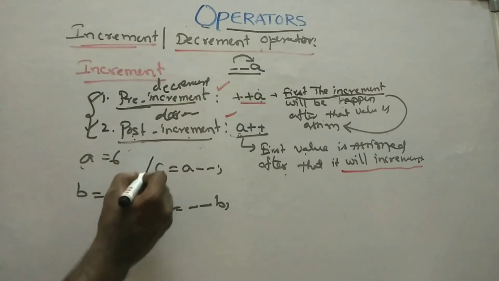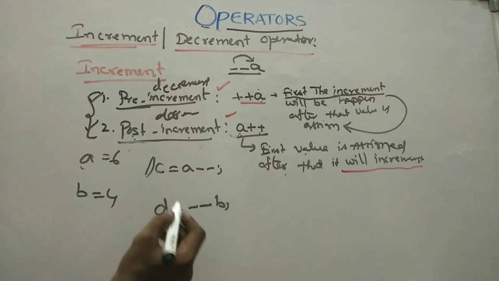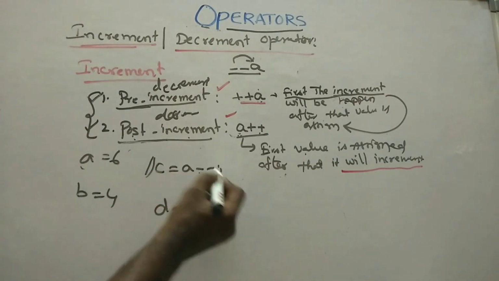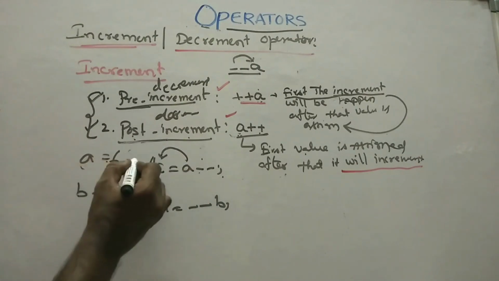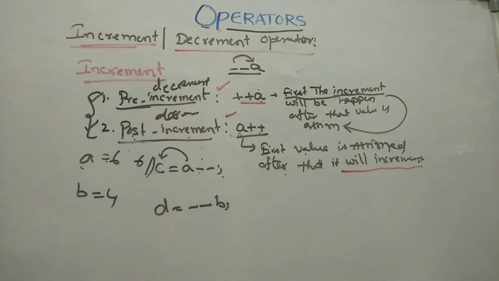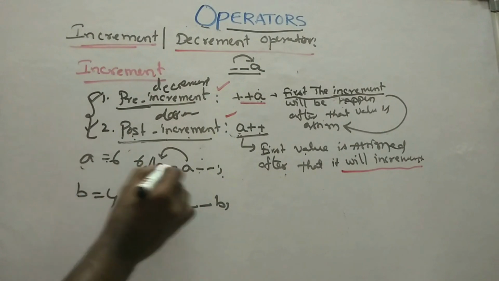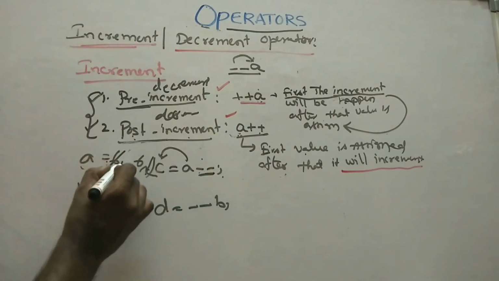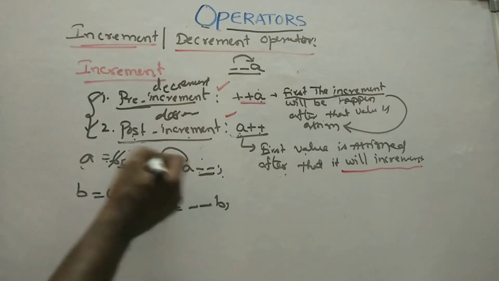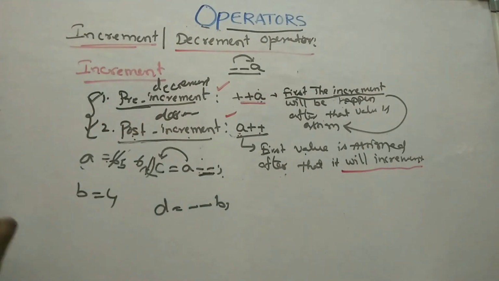Now what is the value of c? a-- means post decrement. Post decrement means first assign the value of a. What is the value of a? 6. That will be assigned to c. Now the value of c is 6. After that, it performs the decrement operation. Now the value of a becomes 5, meaning after assignment it performs the decrement operation.